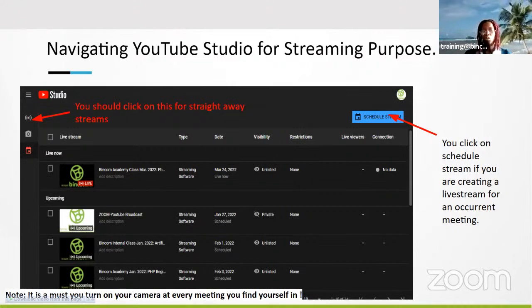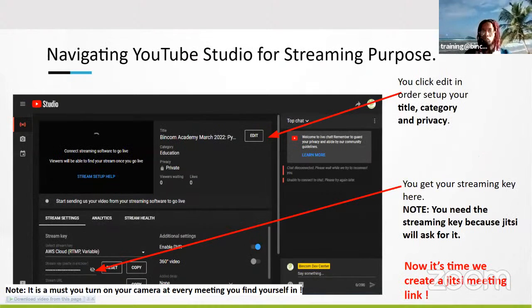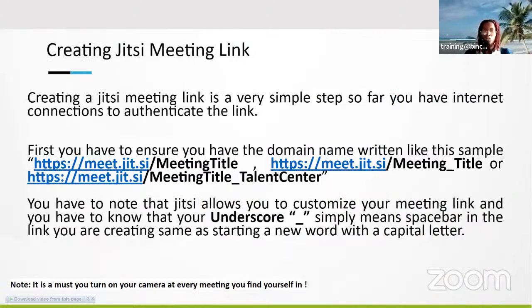You can also schedule on YouTube. Most times, persons schedule events and classes on YouTube. We have the edit button, where you change whatever the meeting is about. And then you also have the streaming key, which you need to input anywhere, especially when you're using Jitsi. You would need the secret key before you can live stream.